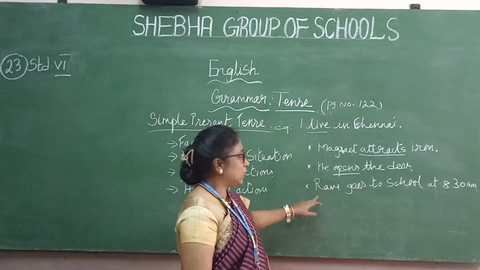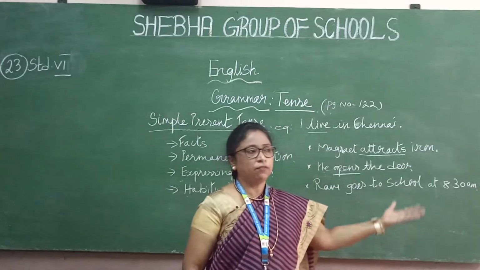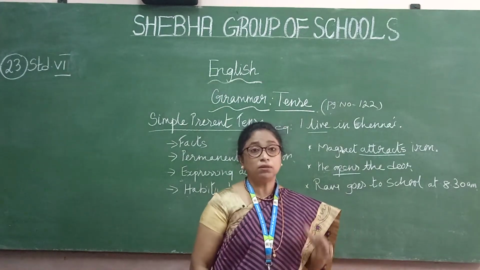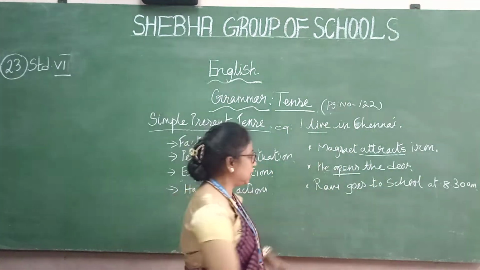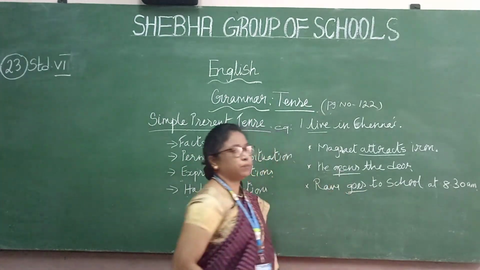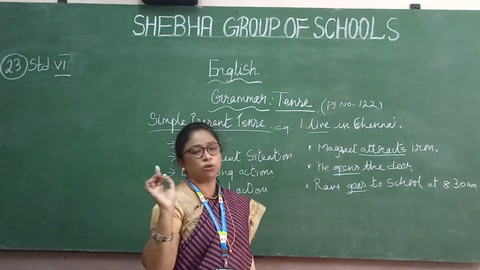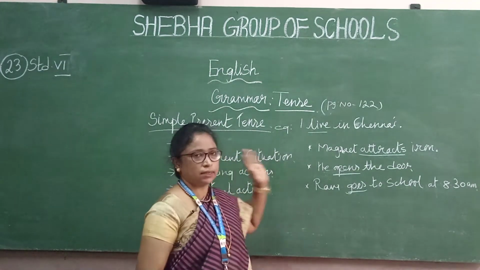Example I am giving here: Ravi goes to school at 8:30. There is no change in that. At 8:45 the bell rings, so he is in school by 8:30. This is the habitual action. All these are known as simple present tense. Here goes is the verb. So remember, in tense, the verb is the important thing for you to see. Right? Okay. This is simple present tense.